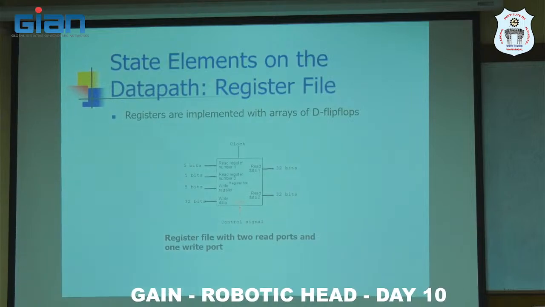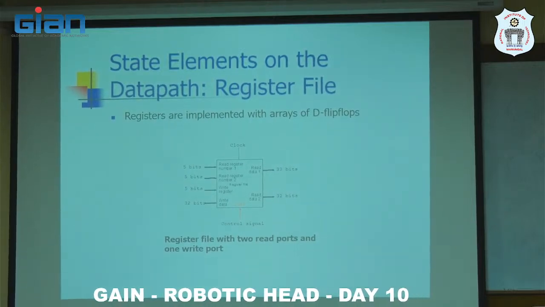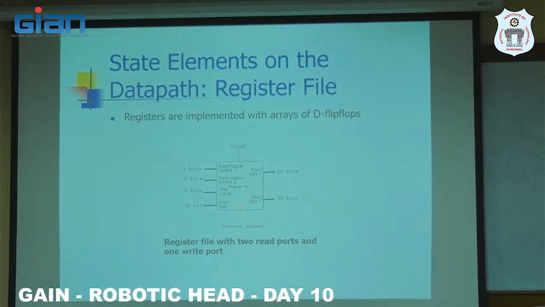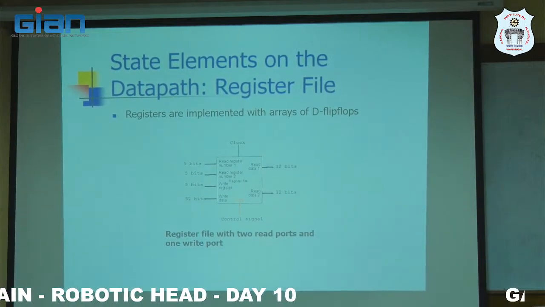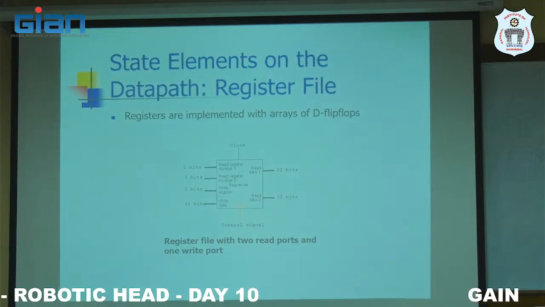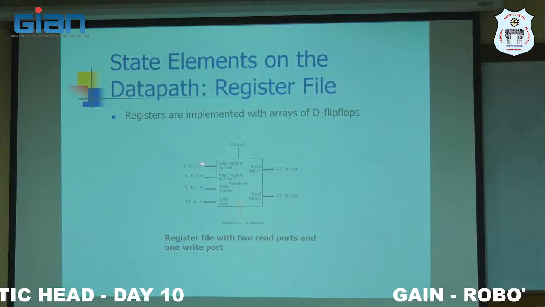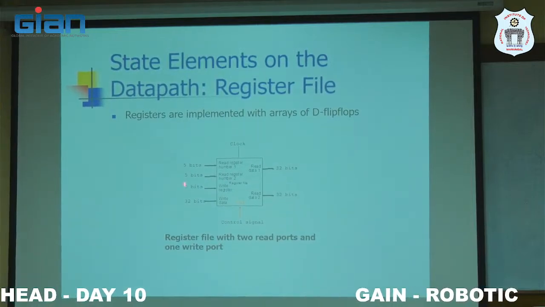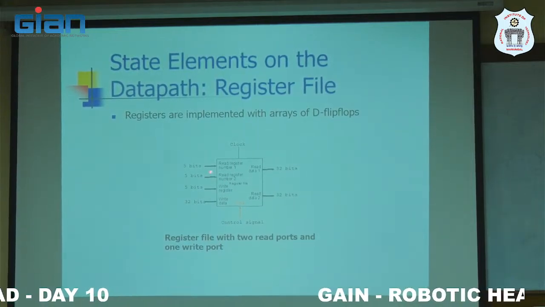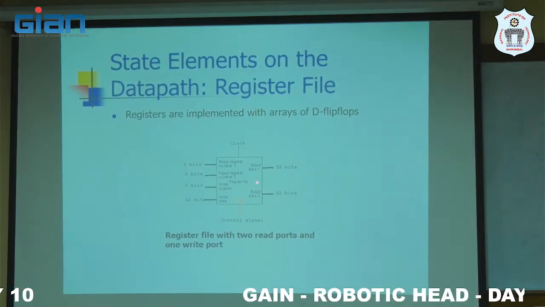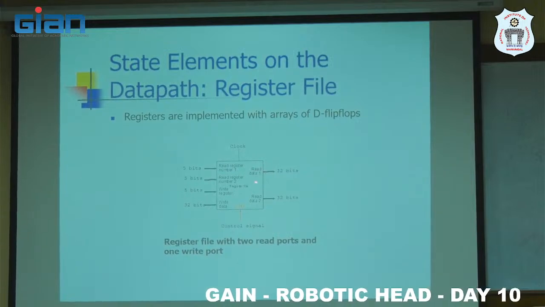This register file contains two read ports and one write port. That means at a time we can read two registers and we can write into one register. So which register is indicated by this? The selection input, that is the address of the registers. This is read register number 1, that's 5 bits. That is the address of the register. Read register number 1 gives data read 1.